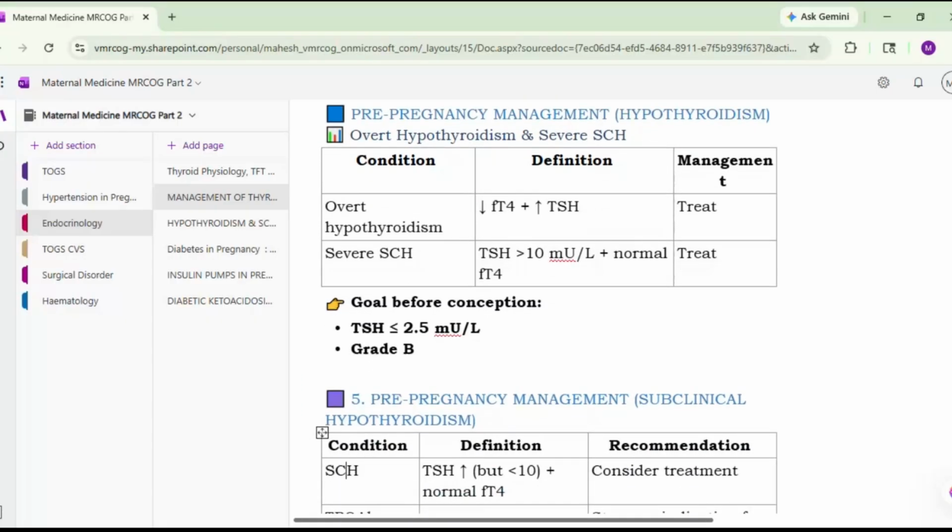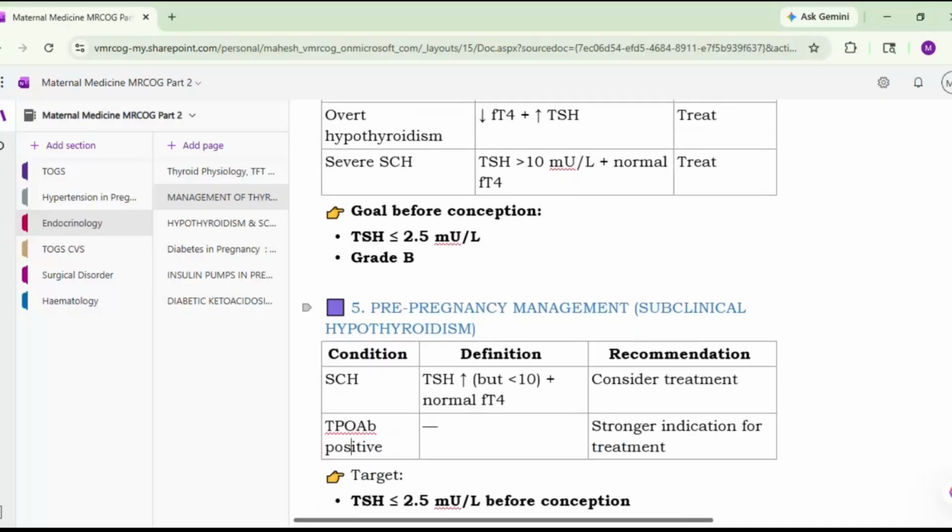So the next concept. Now the pre-pregnancy management of subclinical hypothyroidism. We have seen severe subclinical here. Now you have got a subclinical hypothyroidism: TSH is increased, but the level is less than 10, and T4 is normal. Here you consider the treatment. You definitely go for the treatment when you have a severe subclinical hypothyroidism. But if you have only subclinical hypothyroidism where the TSH level is less than 10 but more than the normal range given, but FT4 is normal, you consider the treatment. And if there is a TPO antibody positive, that becomes a stronger indication for the treatment.